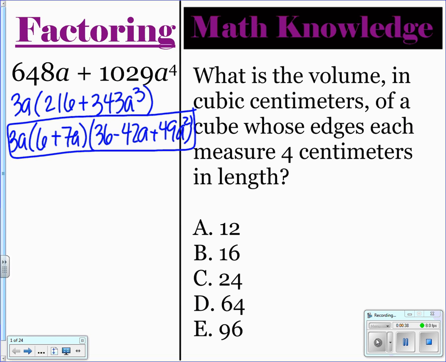Now for the math knowledge question, it asks for the volume of a cube whose sides measure 4 in length. The volume for a cube is just going to be 4 cubed because the length, the width, and the height are all the same value. They're all 4. So 4 cubed is 64. So D would be your answer.